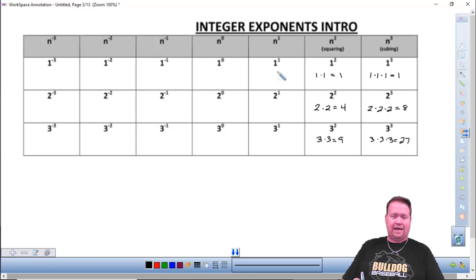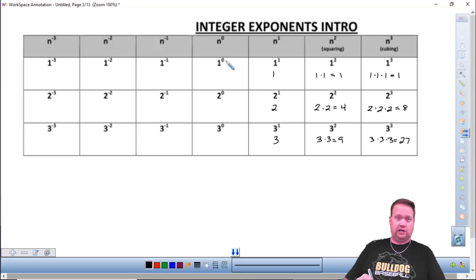Now let's go back and take a look at some of these powers that have an exponent of 1. Anytime you have an exponent of 1, you're just going to end up with that number. So 1 to the 1 is 1, and 2 to the 1 is 2, and 3 to the 1 is 3.